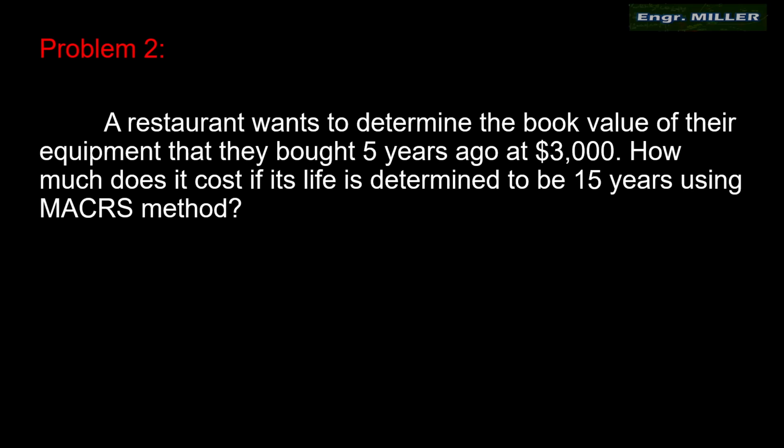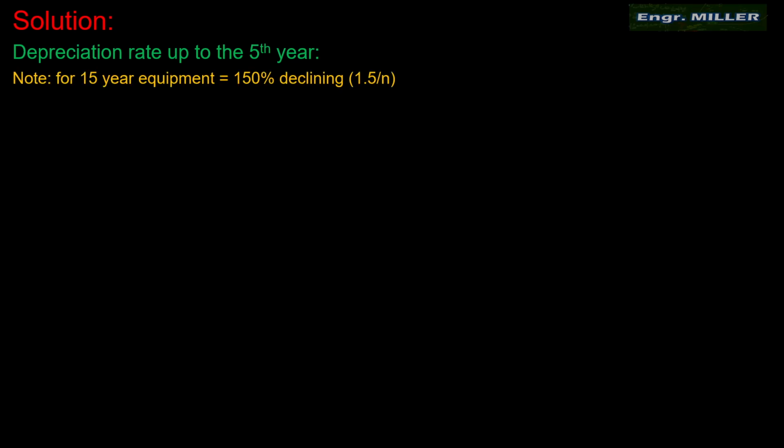So, kunin natin. Now, depreciation rate up to 5 years or up to the 5th year. Yan ang kailangan mo. Kasi ang hinahanap mo ay book value. So, we have to remember na pag 15 years to 20 years, ang declining nito ay magiging 150% declining or 1.5 over n. Hindi na siya 2 over n. Ngayon, dahil 15 years, 150%, 1.5 over n na tayo.